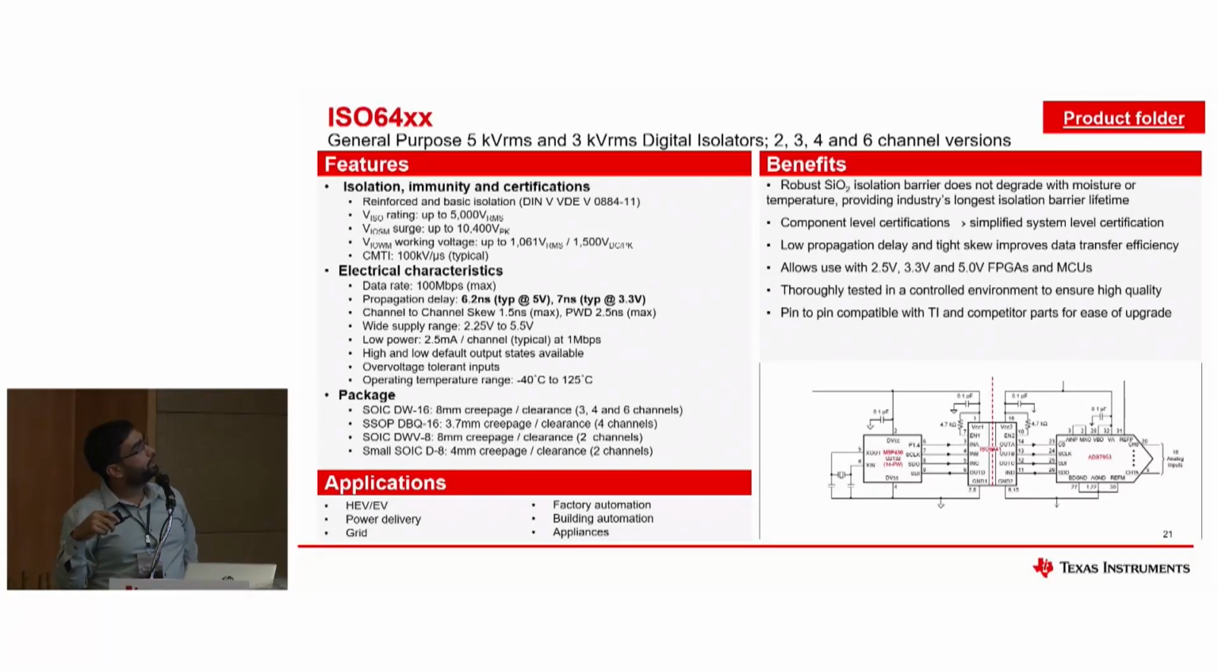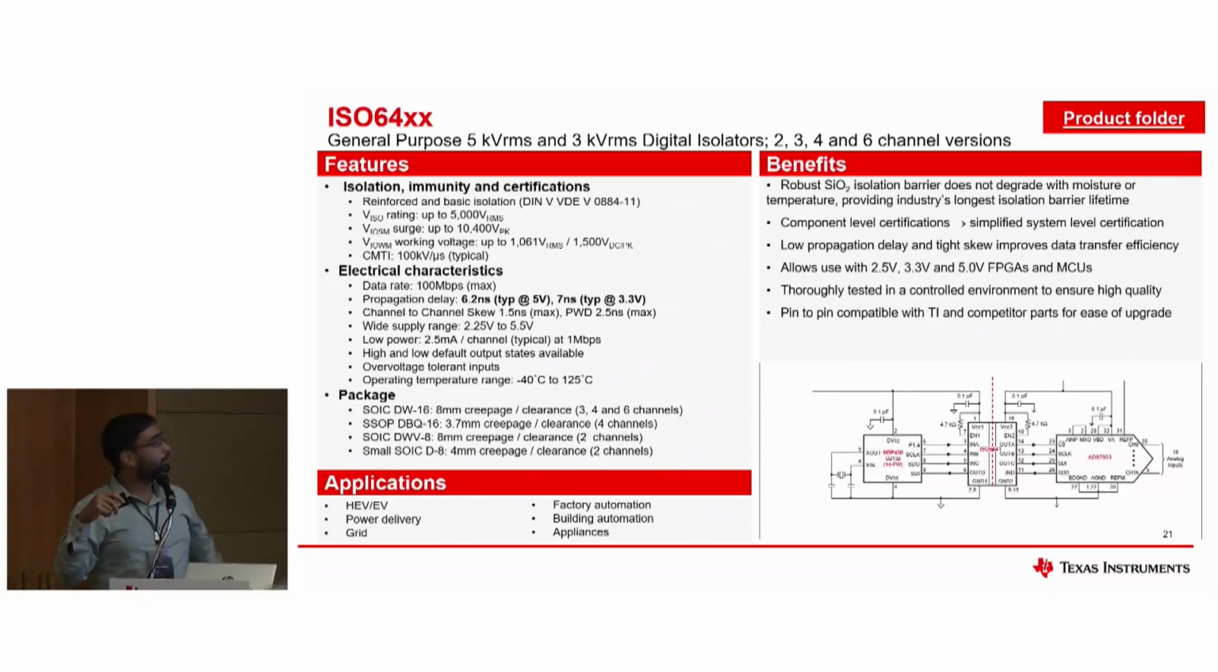technology. And the electrical benefits that you have are the voltage range of 2.25 to 5.5 V with 2.5 milliamp of current per channel at 1 Mbps. One more advantage is the propagation delay improvement from our previous offerings of devices: a 6.2 nanosecond prop delay, and 7 nanosecond at the 5 and 3 volt corner.